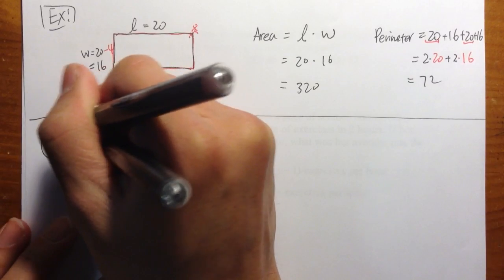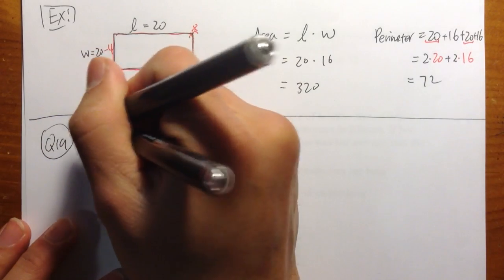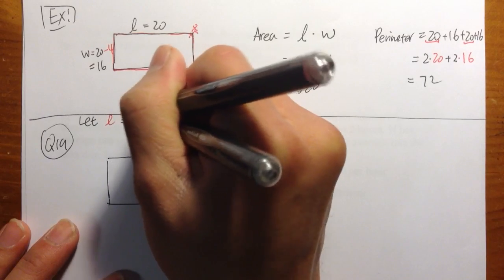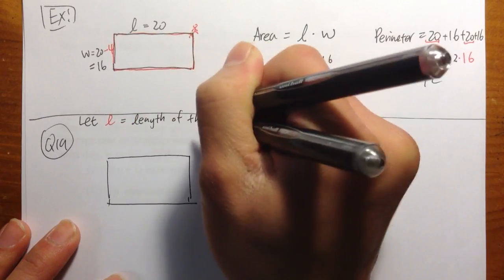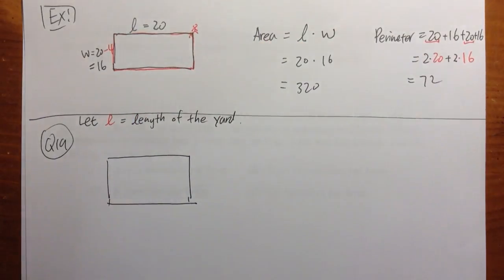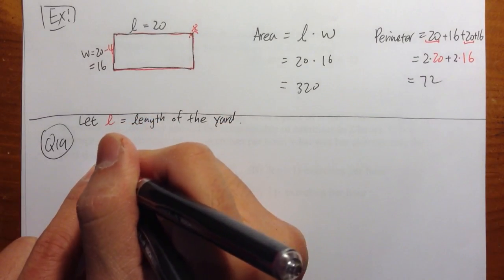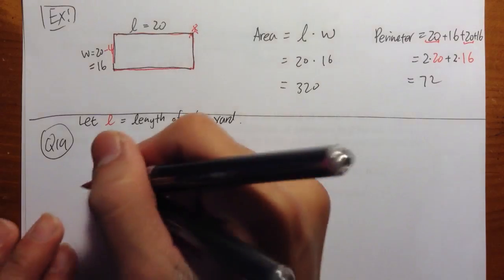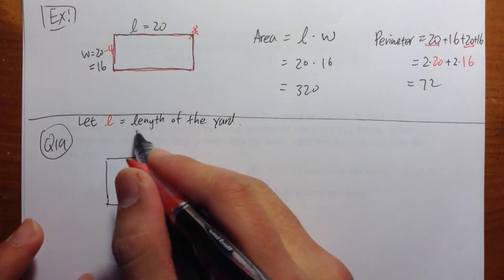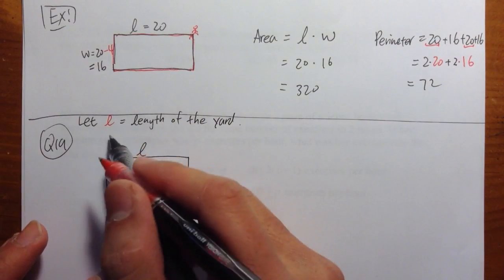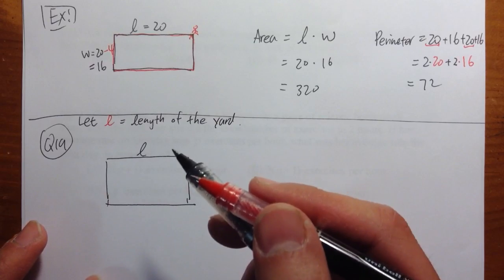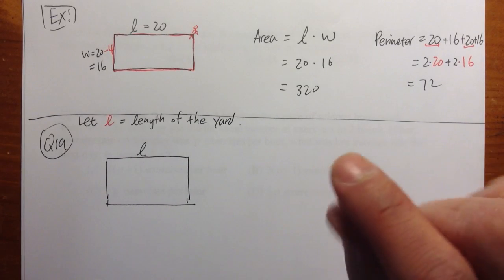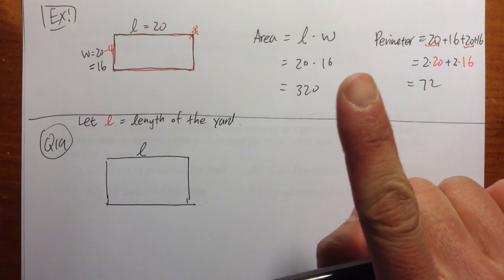So I will start off by saying let L equal the length of the yard. As I said, you can just draw the long side and call that L. And well, if L is the length, then you can of course use W for the width, right? But you don't want to use two variables. You want to minimize the variables to just one.